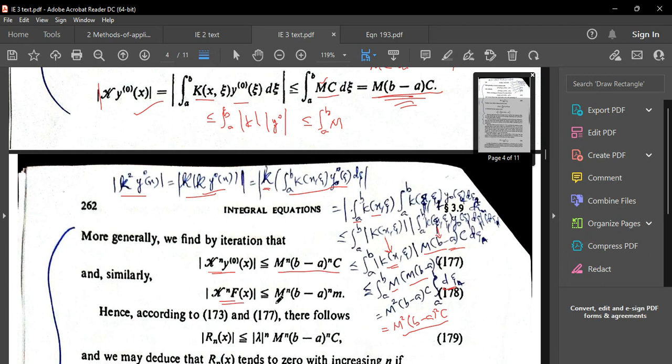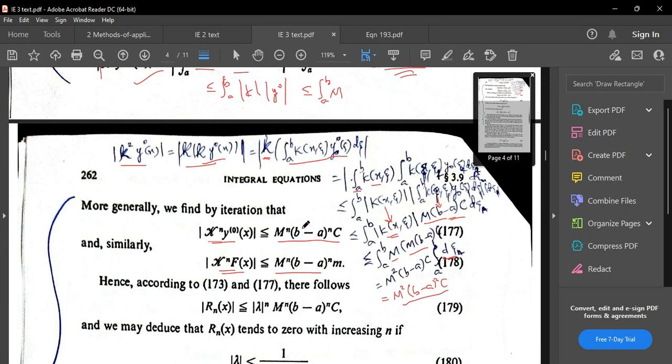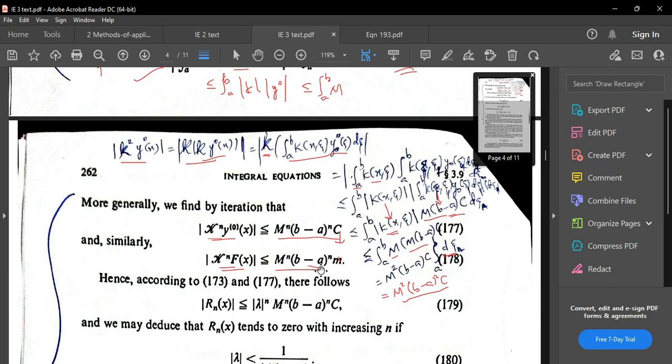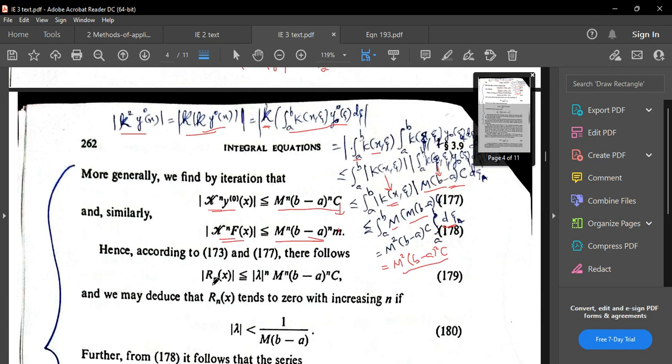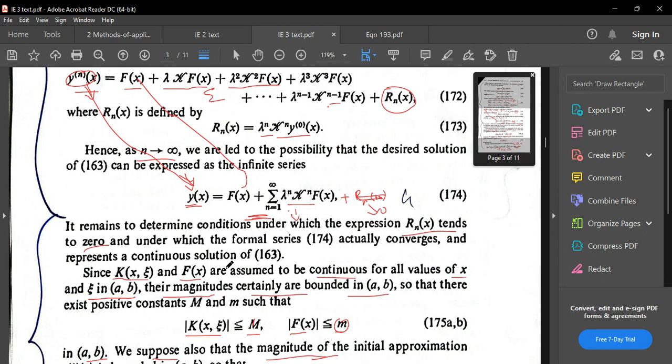Likewise, similarly, Kn f of x will be M times (b minus a). This capital F of x is less than or equal to small m. So by replacing this c by capital M, we will get this equation. So this Rn of x, what is the formula for Rn of x? Rn of x has this formula.